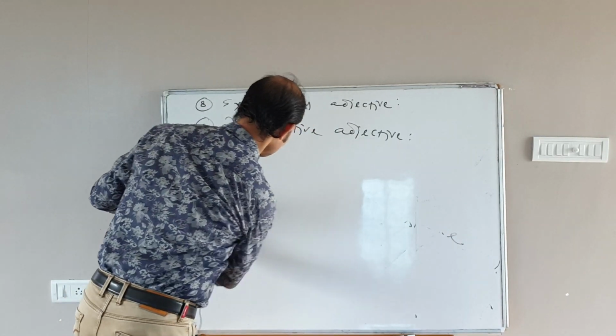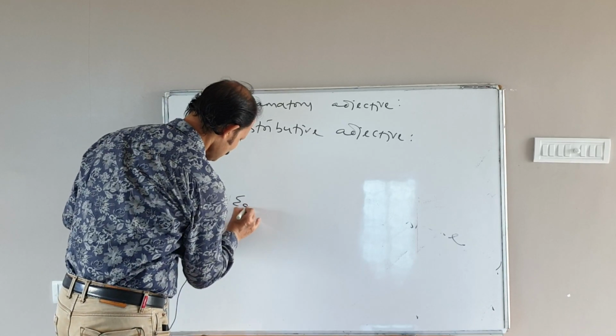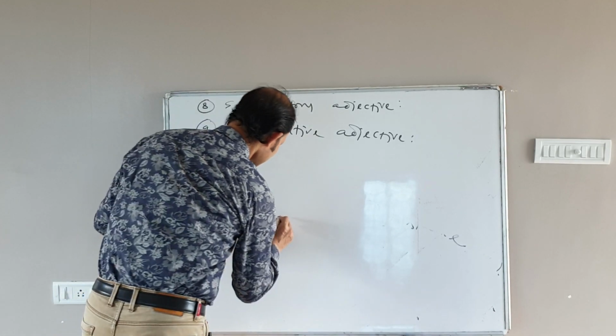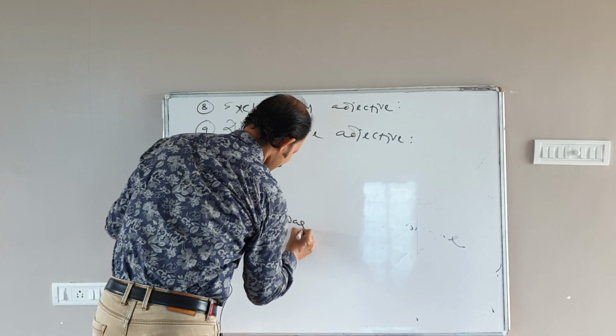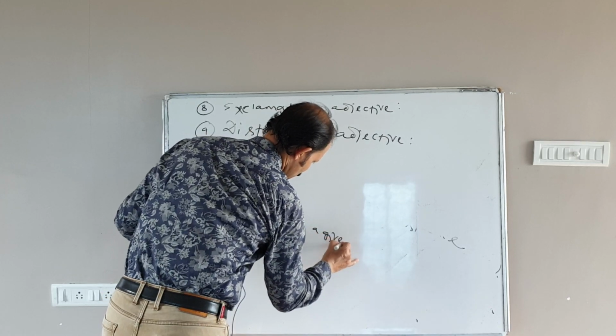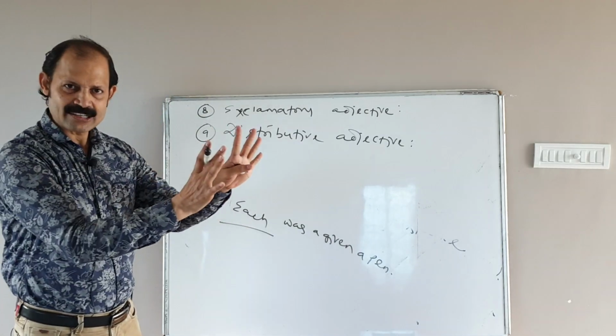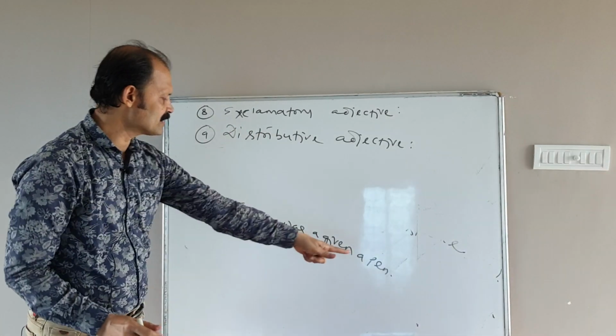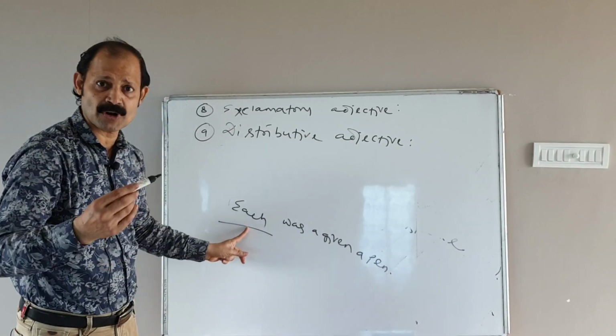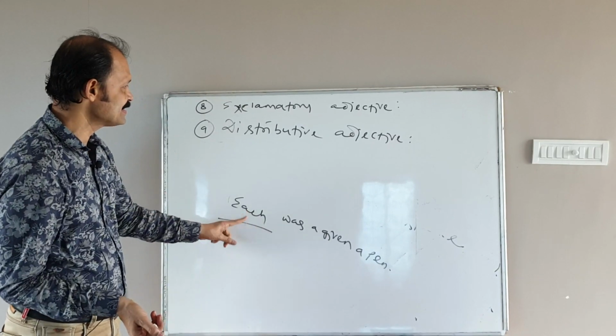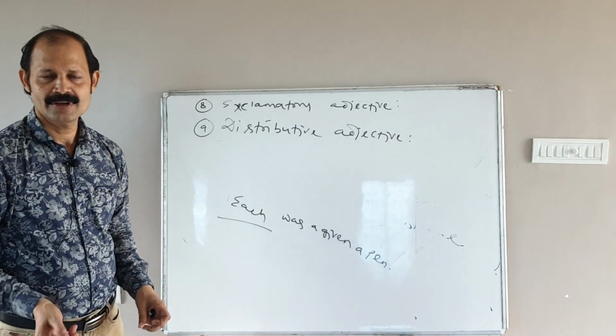Suppose check here, if I say, each was given a pen. Here each means some persons were present there, each of them was given. Here only each is used, this is a pronoun replacing the noun, that is why it is a distributive pronoun. Things are clear?